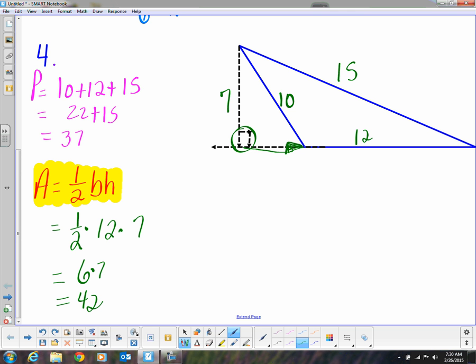Okay. 5. So I'm going to squeeze 5 here so that you can still see. Oh, darn. This picture.